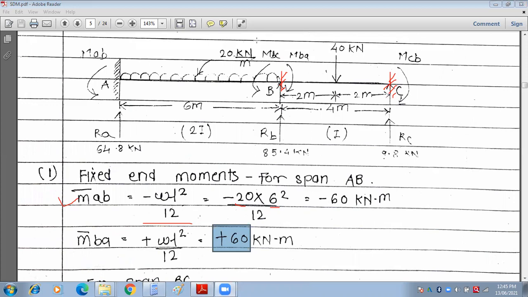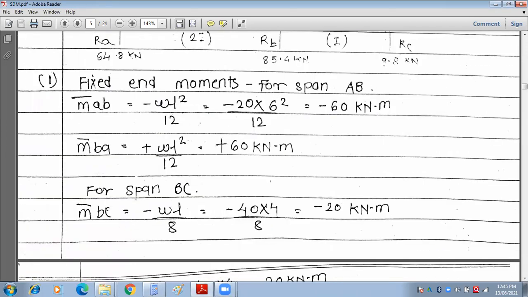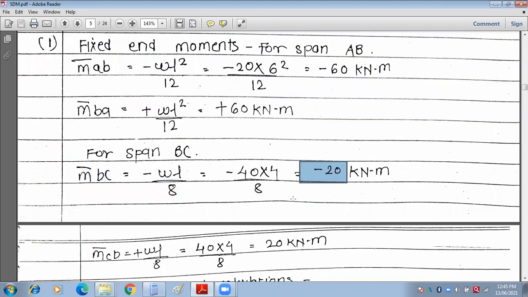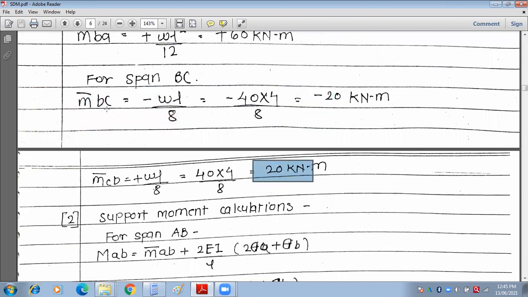Now similarly for the span BC, it carries a central point load of 40 kilonewton. The formula for BC is WL by 8. Here W is 40, span is 4, divided by 8. 4 by 8 means 1 half, so this term will be 20, minus 20 for BC and plus 20 for CB.